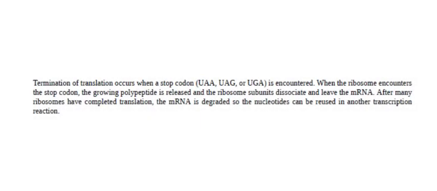Termination of translation occurs when a stop codon, for example UAA, UAG, or UGA, is encountered. When the ribosome encounters the stop codon, the growing polypeptide is released and the ribosome subunits dissociate and leave the messenger RNA. After many ribosomes have completed translation, the messenger RNA is degraded so the nucleotides can be reused in another transcription reaction.